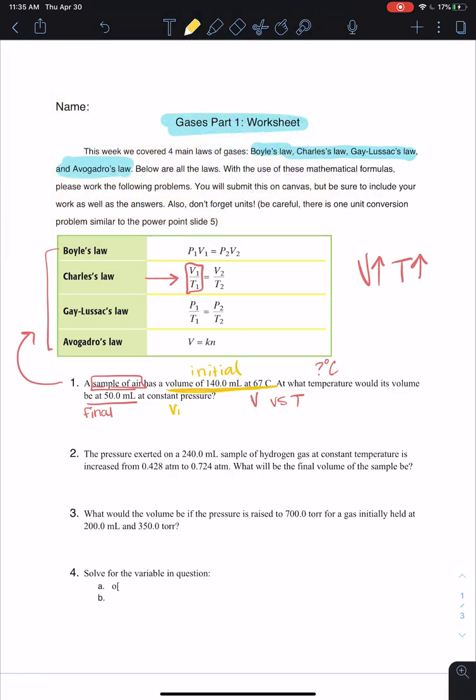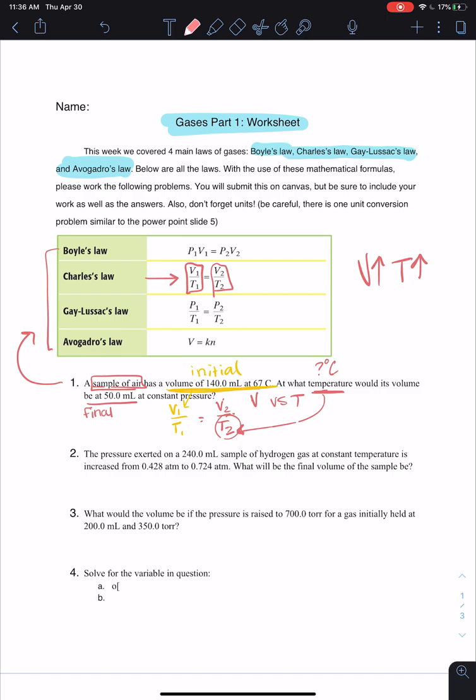So that means that V1 over T1 comes from this initial part. And then the final part is your 2. So that means that we have V2 over T2. And since we're looking for temperature, we're solving for T2. So what we do now is, since we know what we have and we know what equation we're working with, we're just going to solve for T2.